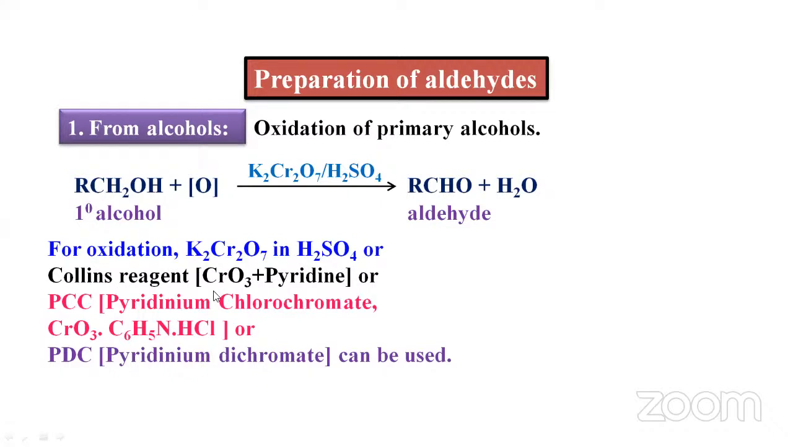Then the next is PCC. PCC is pyridinium chlorochromate, CrO3.C6H5NHCl, and this is its structure. Or PDC, which is pyridinium dichromate. These are the different reagents you can use to prepare aldehydes from alcohols. When you treat a primary alcohol with these reagents, they act as good oxidizing agents to form your aldehyde.